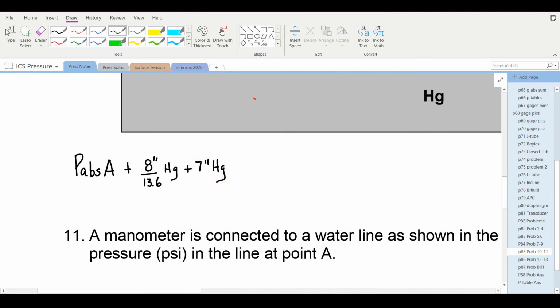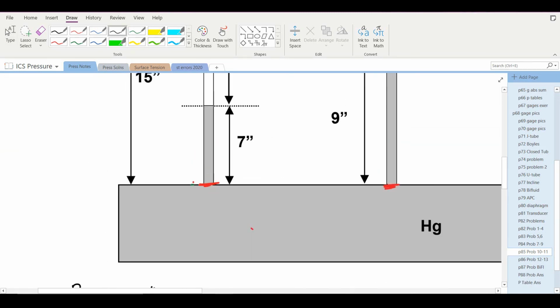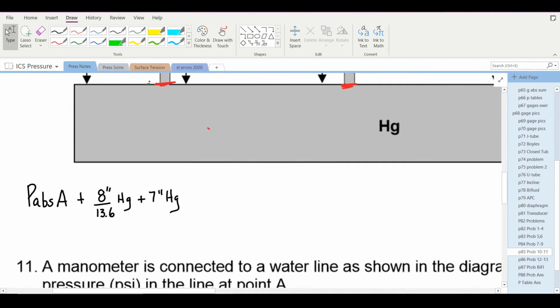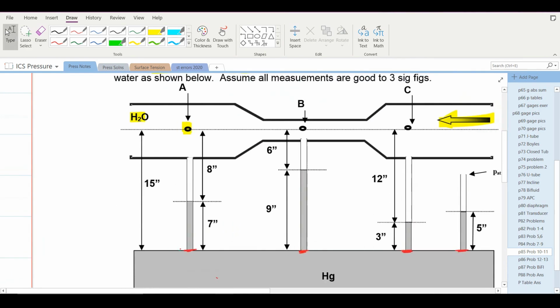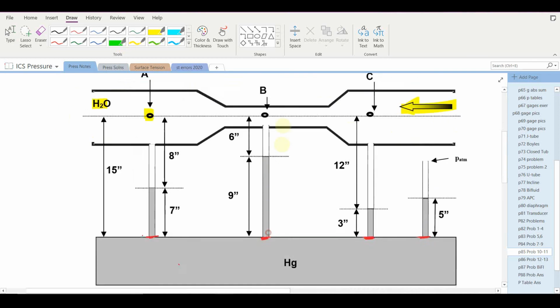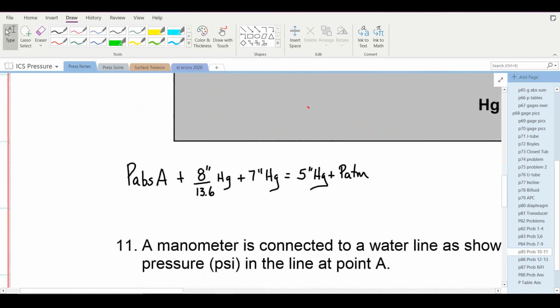That would be the pressure right here at this point. And that is equal to the pressure way over here, which is equal to what? 5 inches of mercury plus P atmospheric. Now notice we are asked to calculate the gauge pressure. So it would make it easier for me if I broke this absolute pressure apart and just called it P atmospheric plus P gauge at A, and so on.